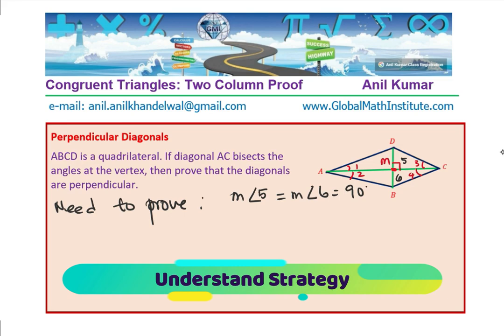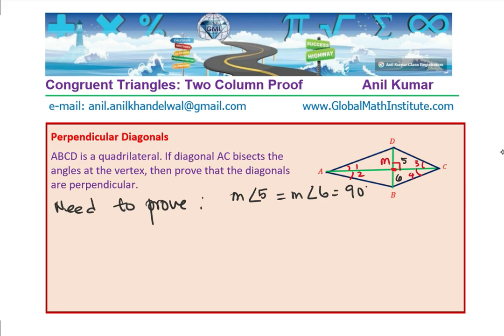This can be done with congruency of triangles. So let us consider the two triangles, one being ABC. I'm shading this. So let's say triangle ABC, and the other being the triangle ADC.